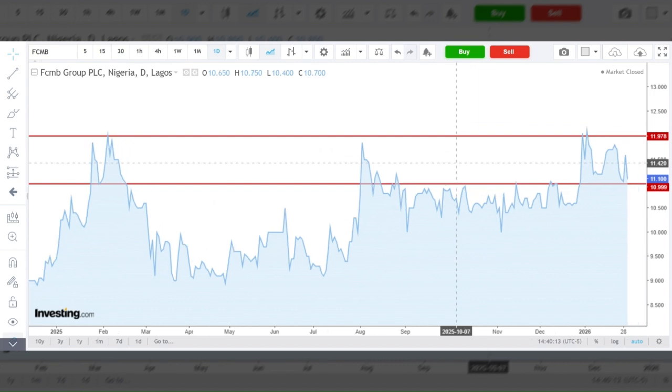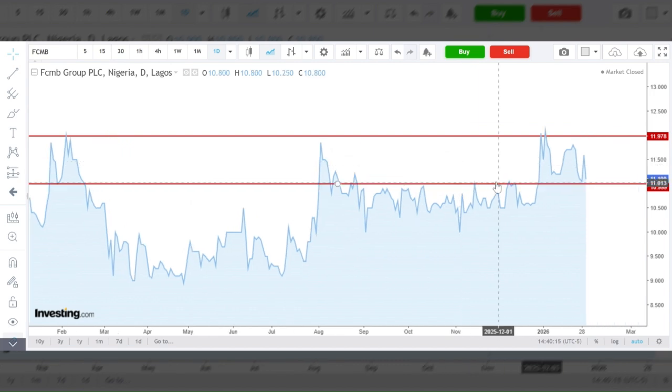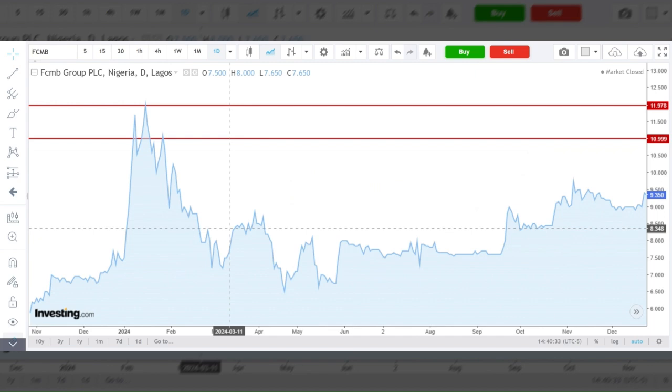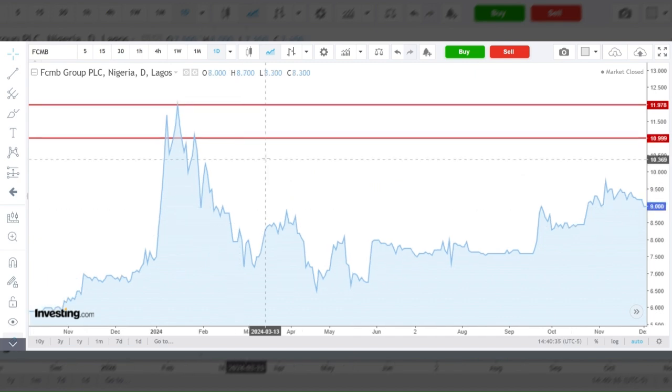Okay, as you can see, even here in this place, you can see it is testing this resistance line multiple times, even here too. Okay, so we can see that this is actually a good support and resistance line. So let's do another line to check how far. Let's use this line here.